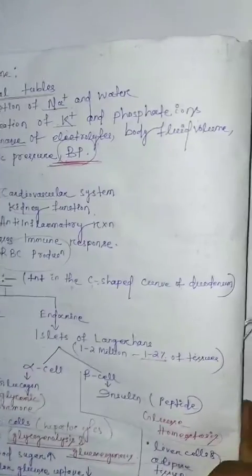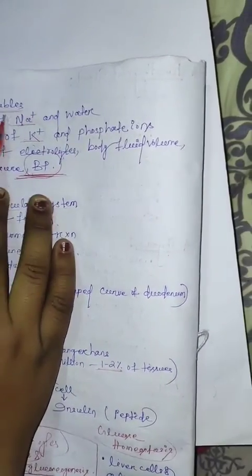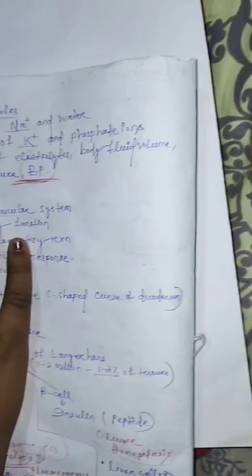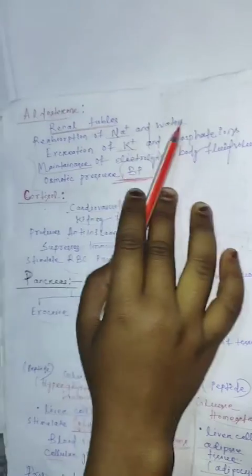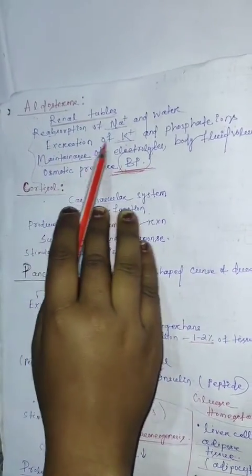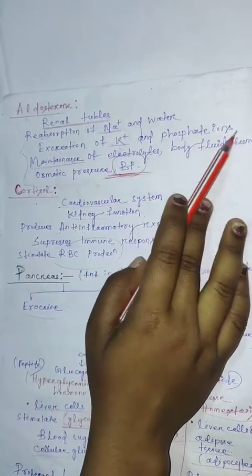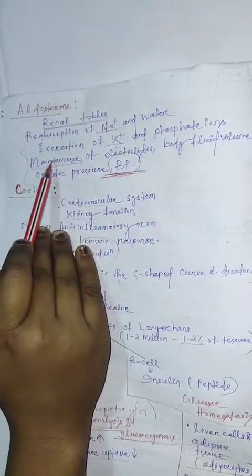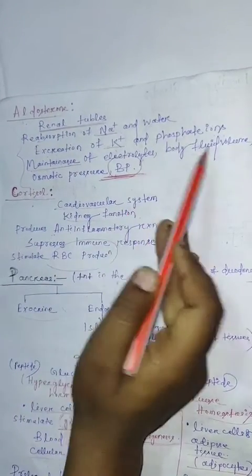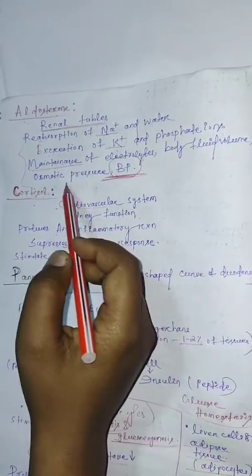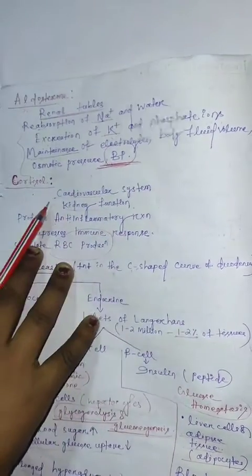Next we will move on to aldosterone. Aldosterone acts on renal tubules and helps in reabsorption of sodium and water and also excretion of K+ and phosphate ions. Aldosterone maintains electrolytes, body fluid volume, osmotic pressure and blood pressure in our body.